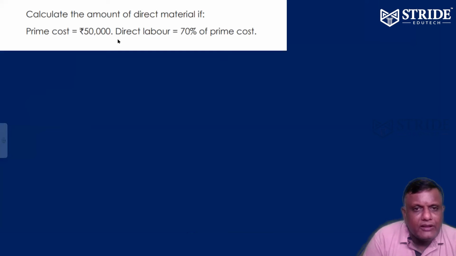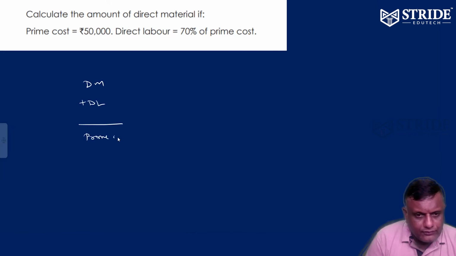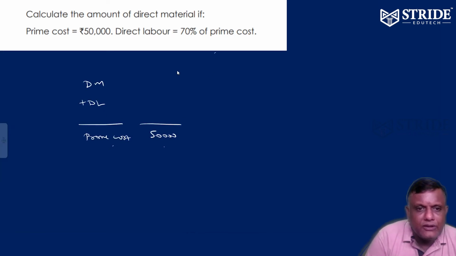Prime cost 50,000. Direct labor 70% of prime cost. Find the direct material. So direct material plus direct labor is equal to prime cost. So prime cost is given, 50,000. Direct labor is 70% of prime cost.